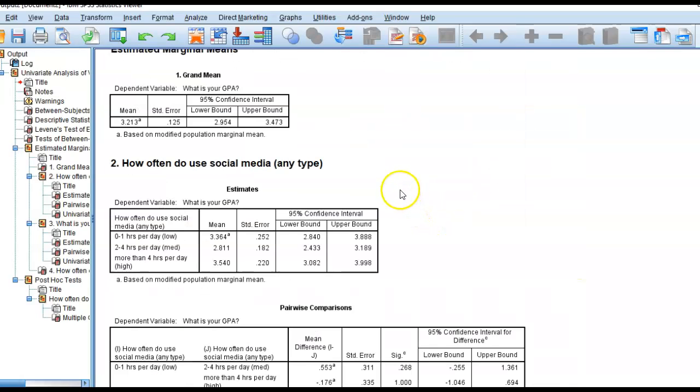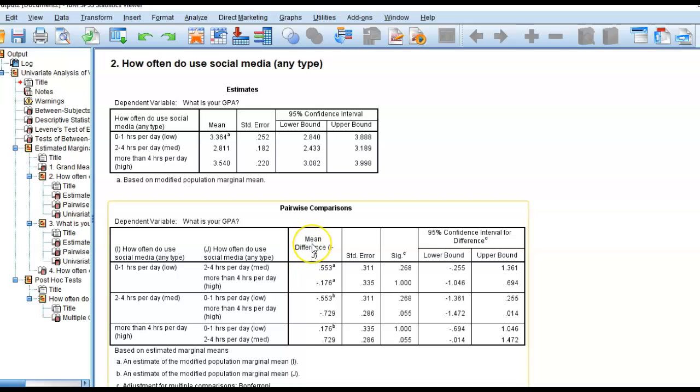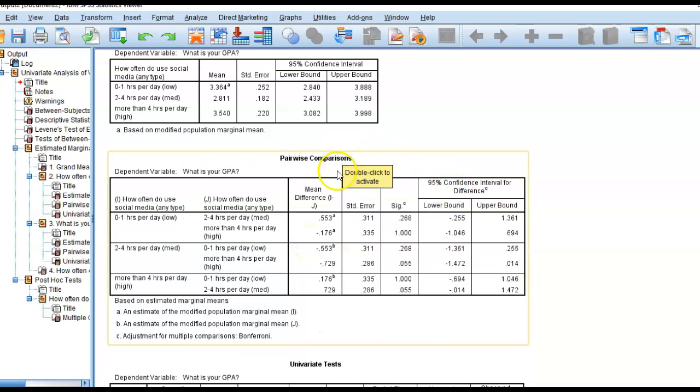Now, what about these post hocs, and where am I going to find out where the significant differences are? To get the pairwise comparisons or the post hocs, scroll down. I ran these a couple of different ways. So we did look at just the flat out pairwise comparisons between each group, right? So this is social media all by itself. Was there a difference in GPA for people who used 0 to 1 versus 2 to 4, etc., etc.?